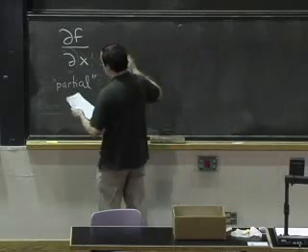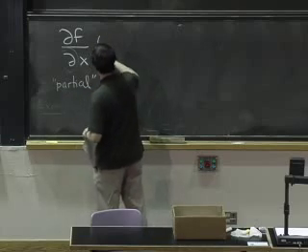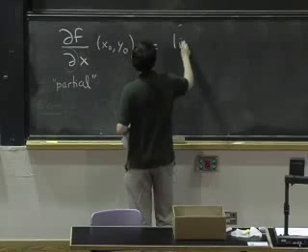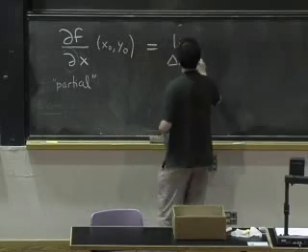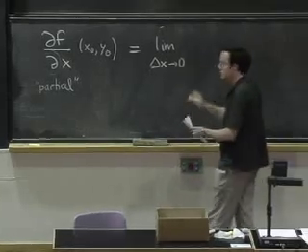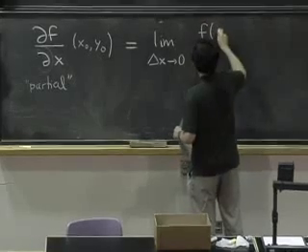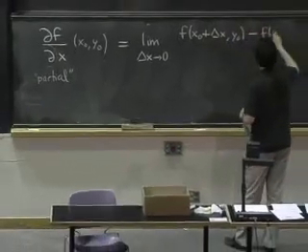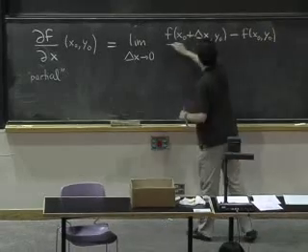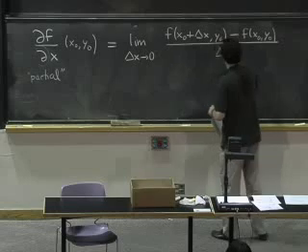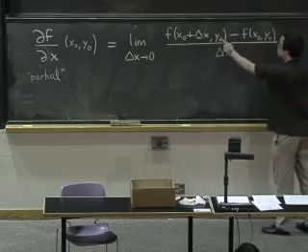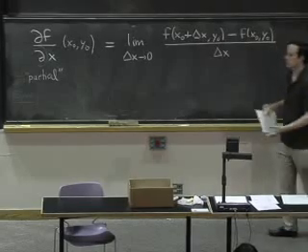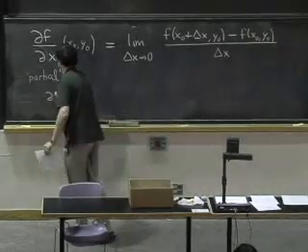So the partial derivative, ∂f/∂x at (x0, y0), is defined to be the limit, when I take a small change in x, Δx, of the change in f divided by Δx. Here I'm actually not changing y at all. I'm just changing x and looking at the rate of change with respect to x. And I have the same with respect to y.